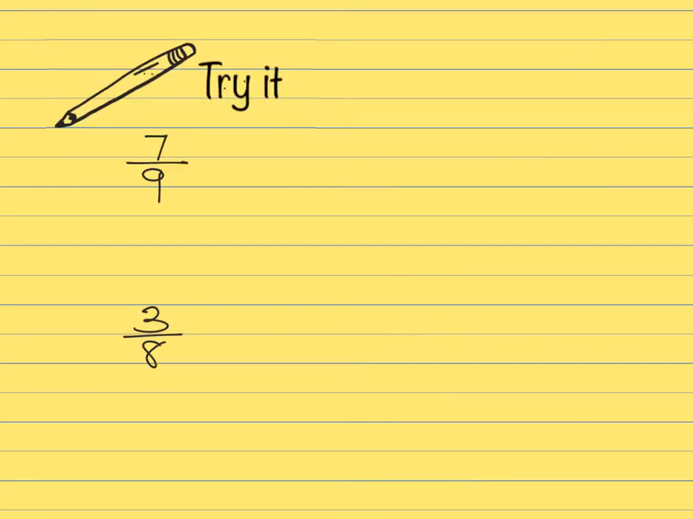It's your turn to try it. Change both of these fractions to a decimal by dividing the numerator by the denominator. If your answer ends with a zero, that is a terminating decimal. If a digit or digits repeat, use the bar notation for a repeating decimal. Go ahead and pause the video now, and then you can play again and we'll compare answers.